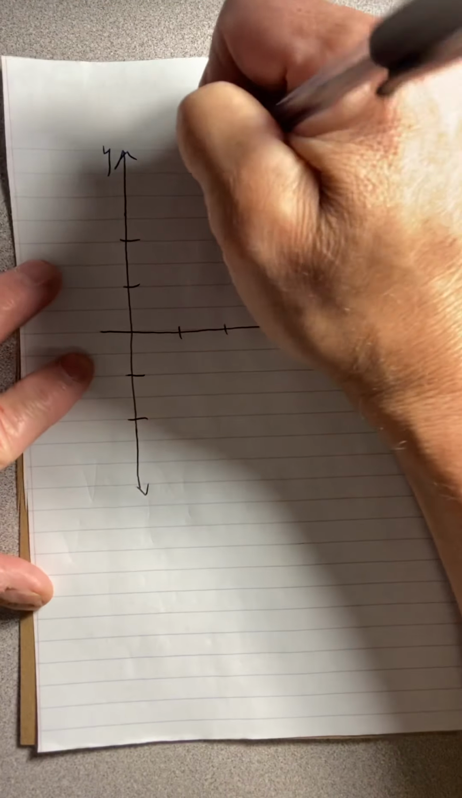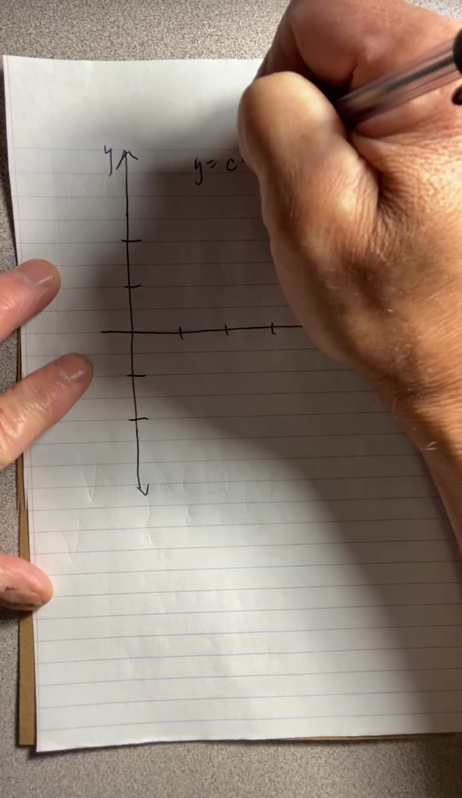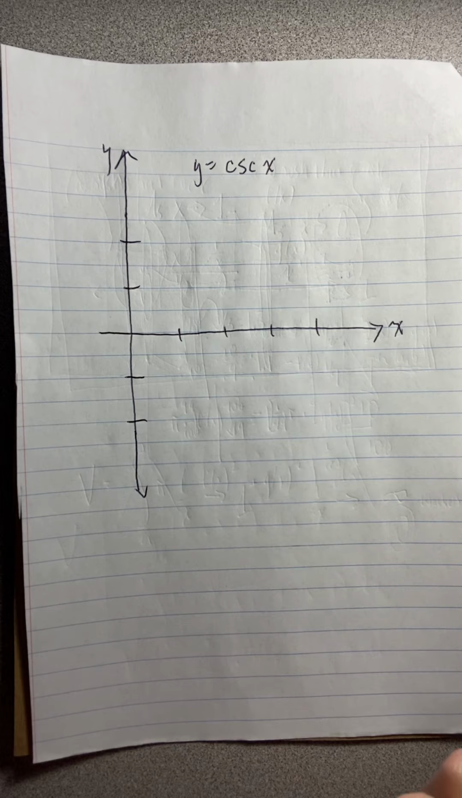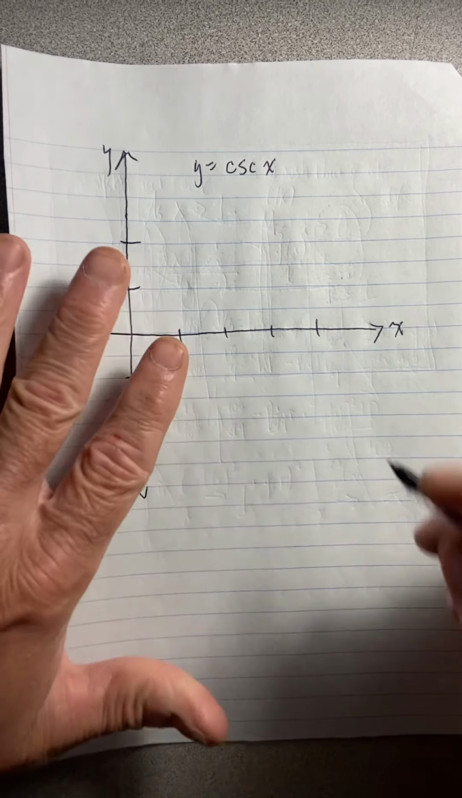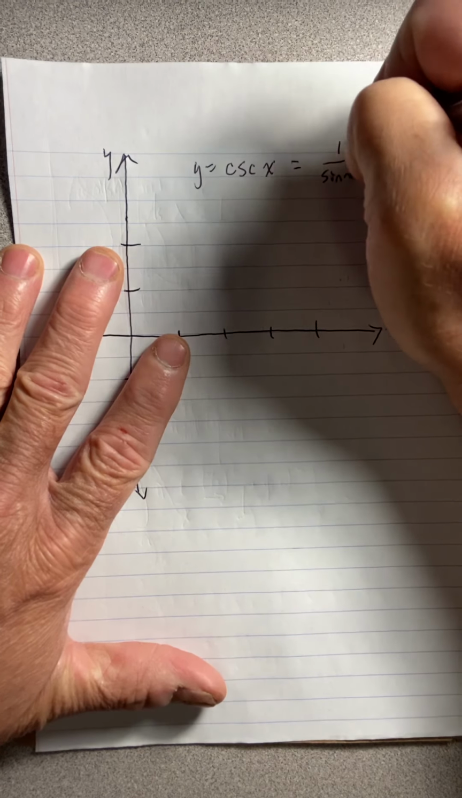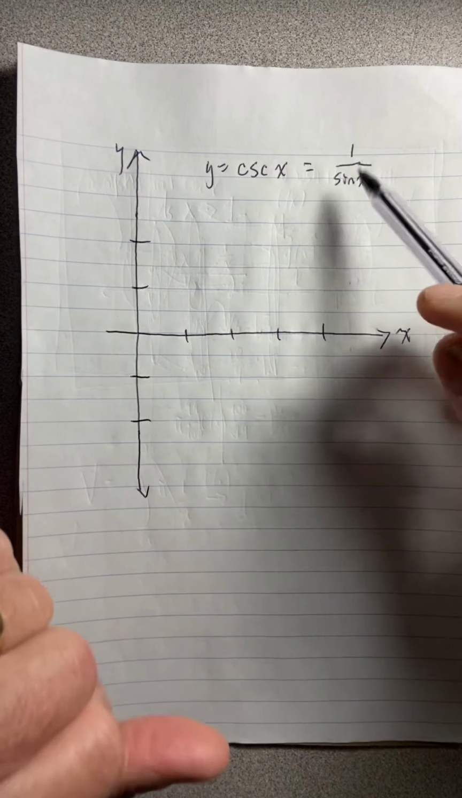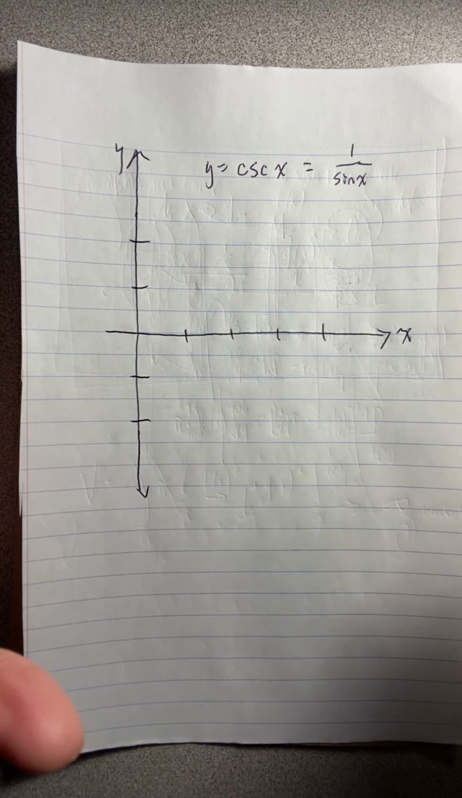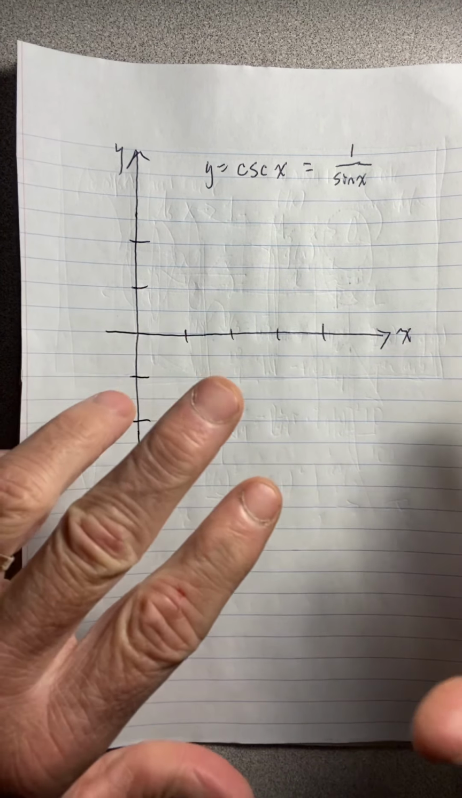So one of the reciprocals is cosecant. That's the reciprocal of sine. So this is equal to 1 over sine of x. It is not equal to sine raised to -1. That notation refers to a completely different thing, an inverse, which is not the same thing as a reciprocal.